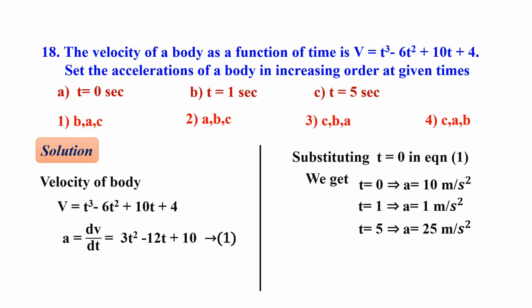T is equal to 5, acceleration 25 meters per second. Here, substituting, the equation is 3t squared minus 12t plus 10. 5 squared is 25, 25 threes are 75, minus 12 fives is 60, plus 10. 75 plus 10 is 85, 85 minus 60 is 25.